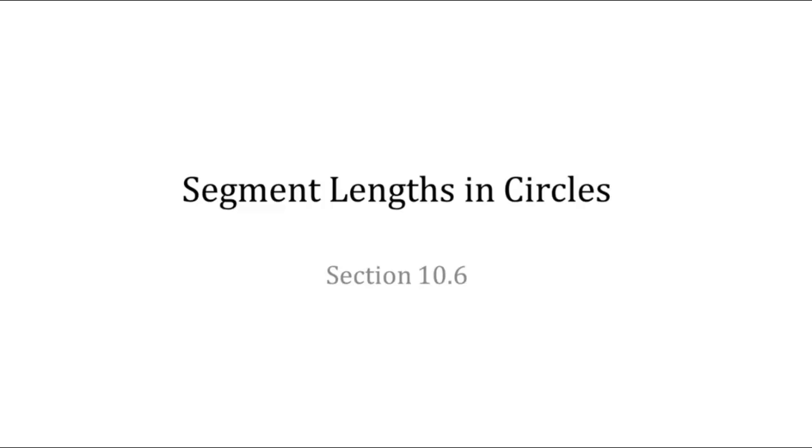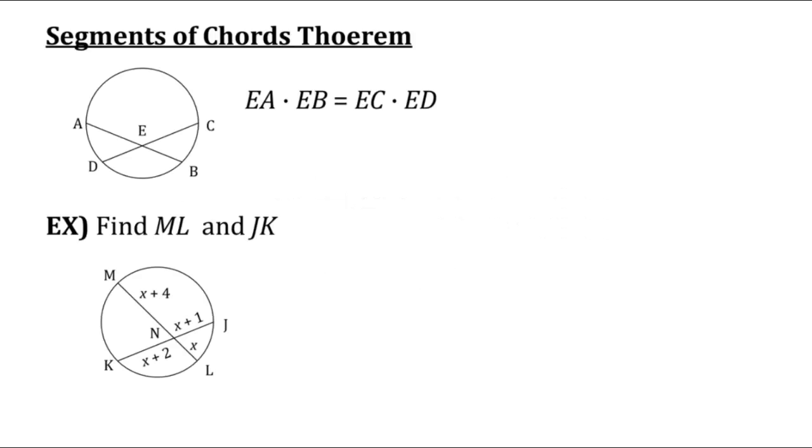All right, so now let's talk about segment lengths in circles. The first theorem we have is the segments of chords theorem. You can use this theorem to determine lengths of chords. If two chords in a circle intersect, then you can take the product of the two pieces of each one and set them equal to each other. If we look at my picture, EA times EB is going to be equal to EC times ED. So the product of the two pieces is equal to the product of the other two pieces.